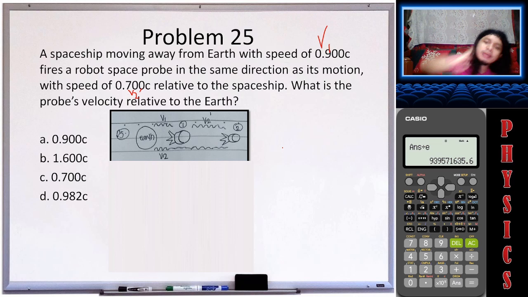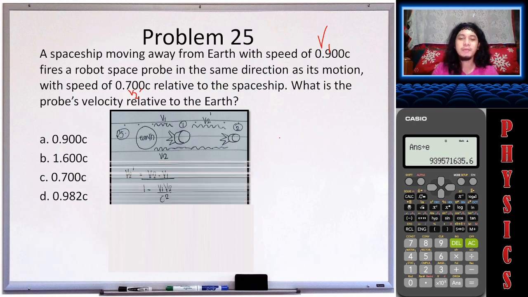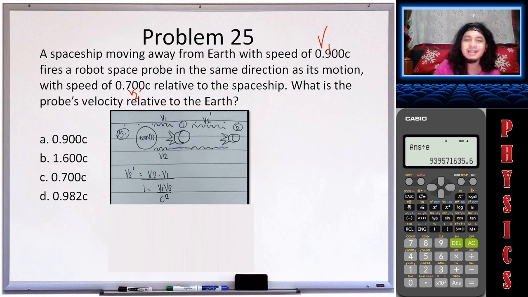Ano po ba yung direction niya? Same direction or opposite direction? Tama, same direction. At kung same direction, ang formula na kailangan natin gamitin is yung minus. Yung V2 prime nandito sa left side. The key is kailangan sa ulo mo yung formula, and then the rest is substitution. Ganun lang po. Easy.